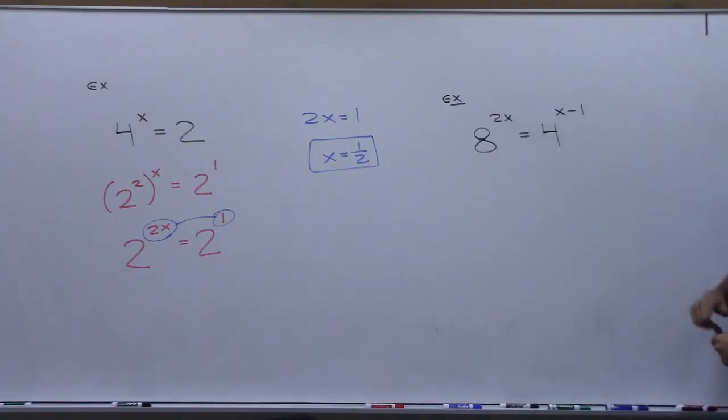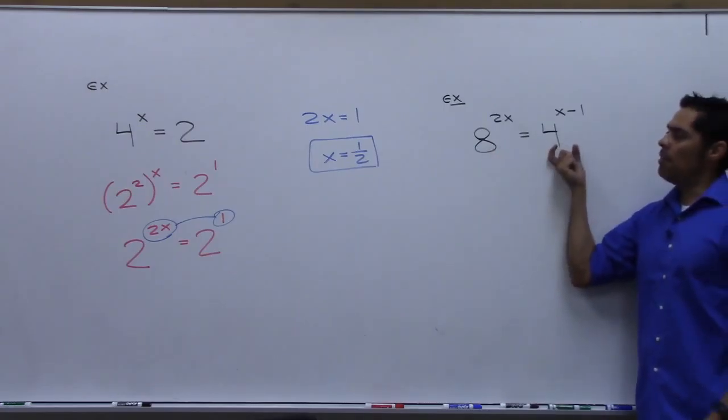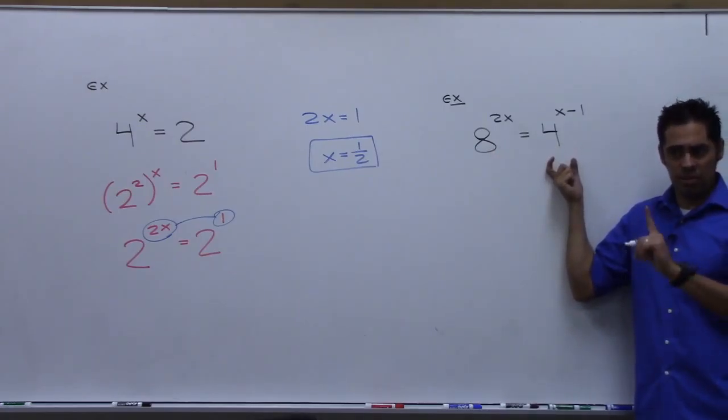But I'm glad you said that. I got x equals 1/2. You got x is a half? Okay. So did you rewrite 8 as 2 to the 3rd? Yes. And then what about the 4? Okay, so 8 and 4, the common base that they share is 2.